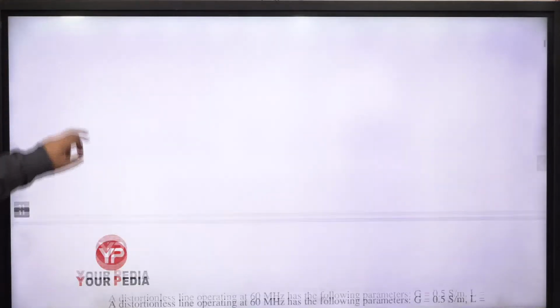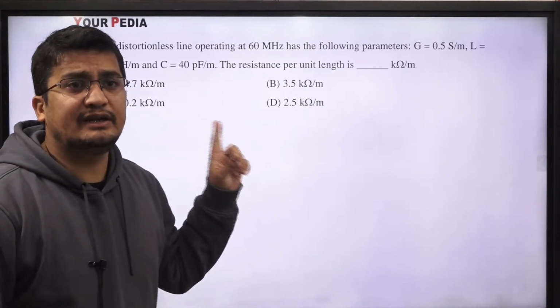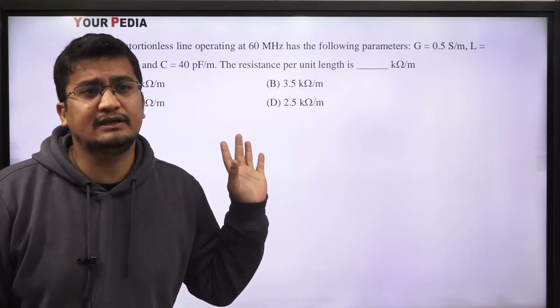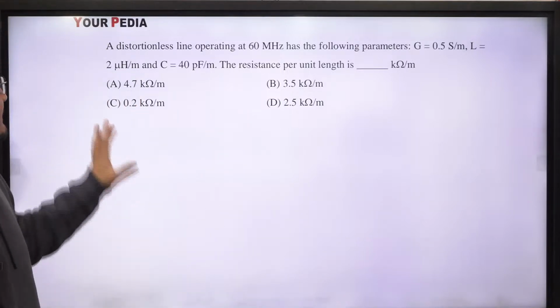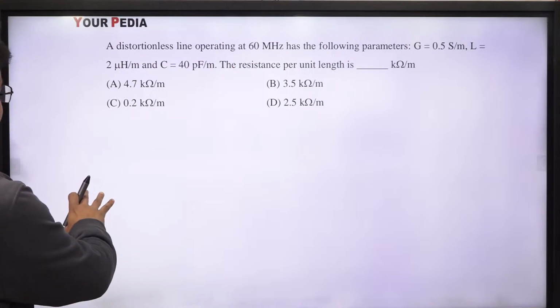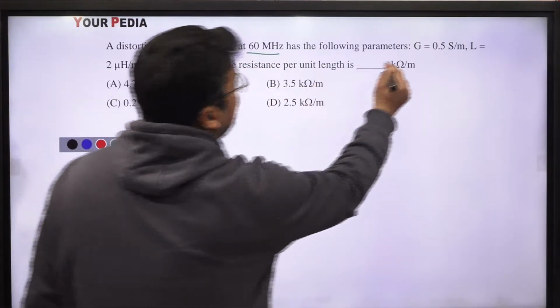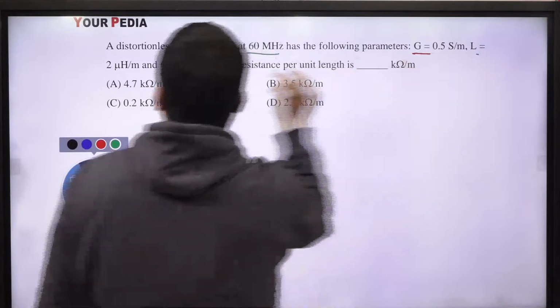So moving ahead with the next question, guys, tell me the answer. See, I have taken the second question. That question was something like here. Is it clear? Do it fast, please. Tell me the answer. Again, a distortionless line operating at, you can see the question given is a distortionless line operating at 60 megahertz with the following parameters G, L, C.